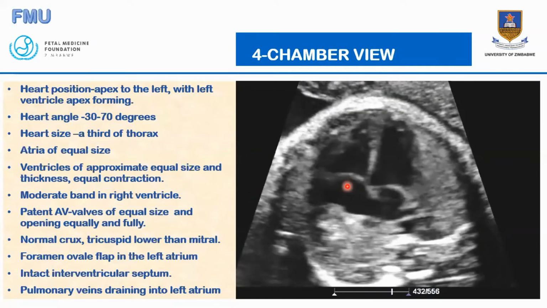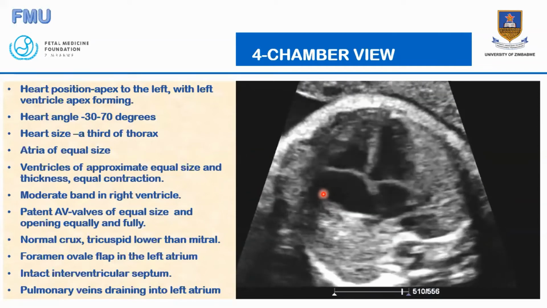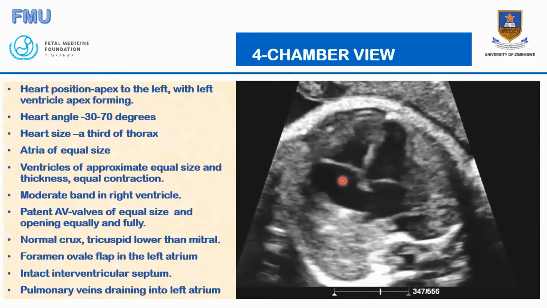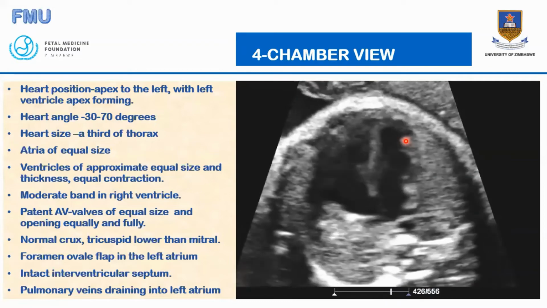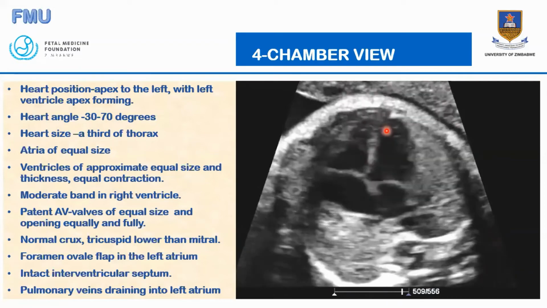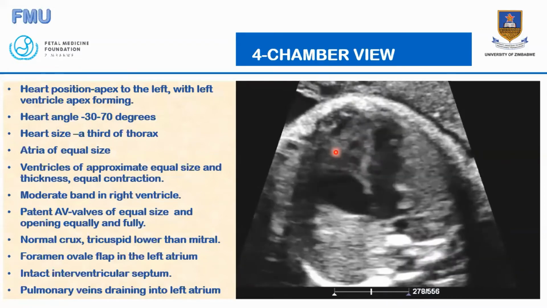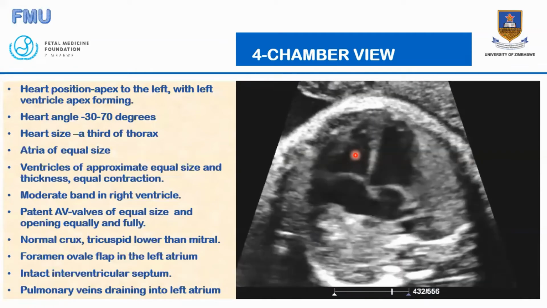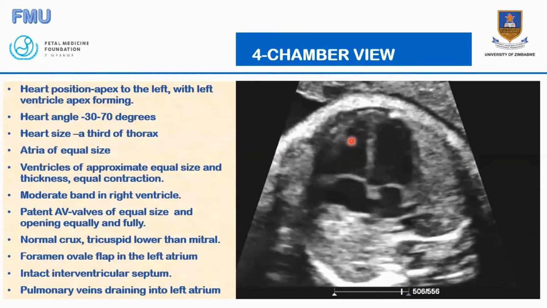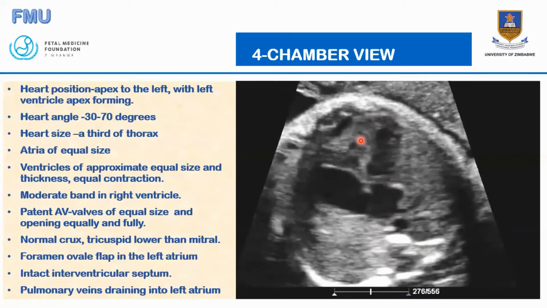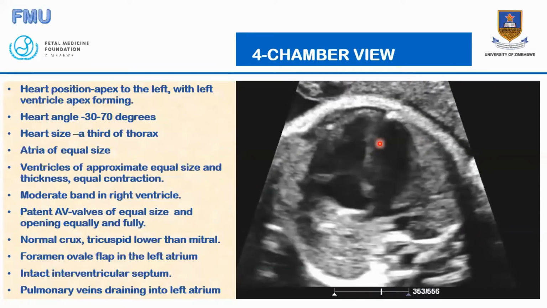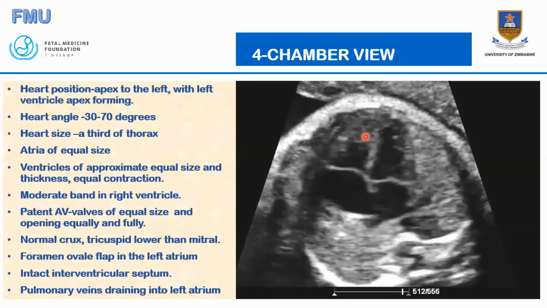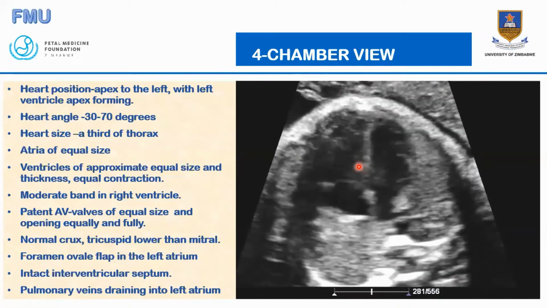The atria should be of equal size when you look at them. Then the ventricles should be of equal size, and the morphologically left ventricle should be on the left side. The morphologically right ventricle should be on the right side. What do we mean by morphologically right? The right ventricle has a moderator band towards its apex. This is what we are looking at here. So this is the moderator band. This should always be there, and this should be on the right side of the heart.